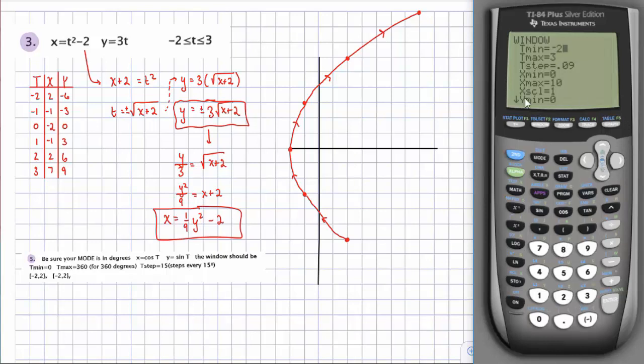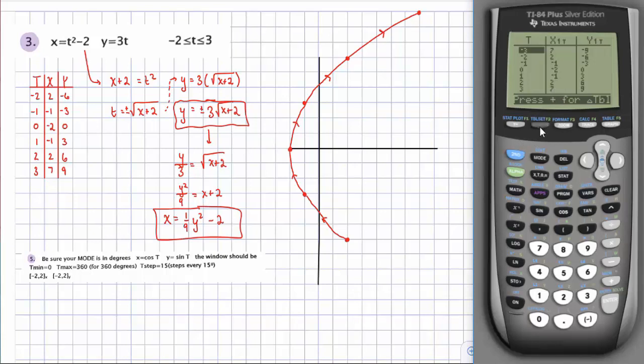If you don't know what the graph looks like at first, what you can always do is just go to your table, and your t values, again, we're going from -2 to 3. So you see the smallest x value is -2. So that's my t min. My t max is going to be 7. That's as far out as it gets.